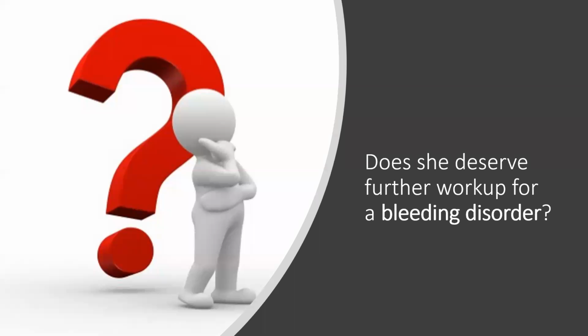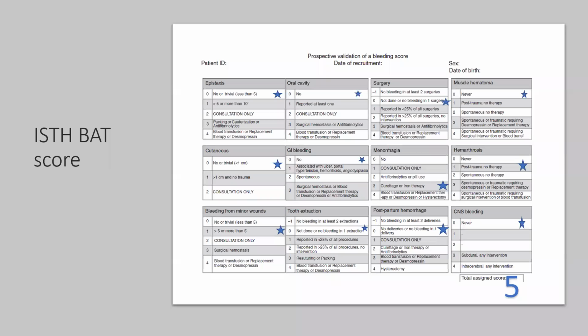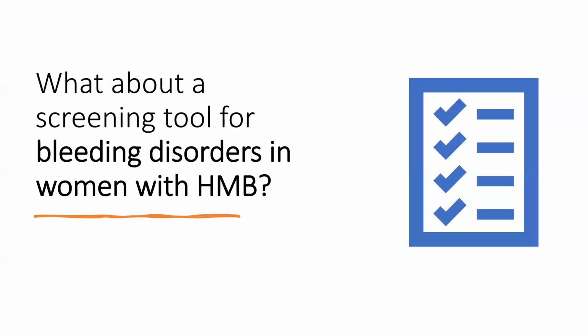The other question is, does she need further workup for a bleeding disorder? And one way to assess this is by using scoring tools such as the ISTH bleeding assessment tool. And this is the one I completed for her. She did have a positive score of 5. However, as you will see, because she's so young, she's never had a postpartum hemorrhage. She's never had surgery. She's never had a dental extraction. The chance that her score is going to increase as she gets older is something that we need to keep in mind when using these tools.